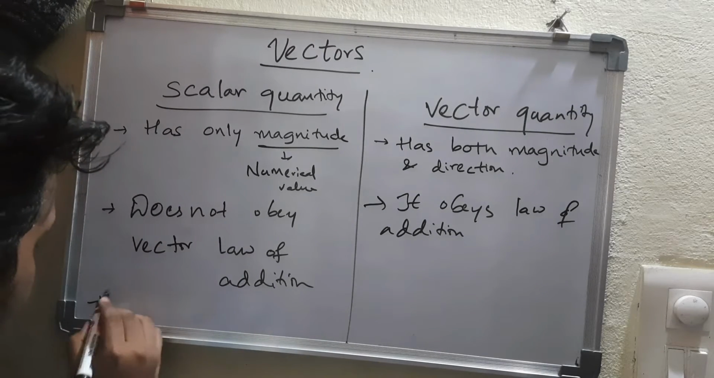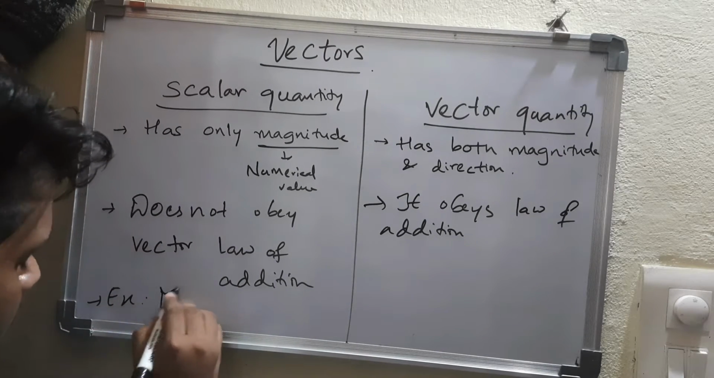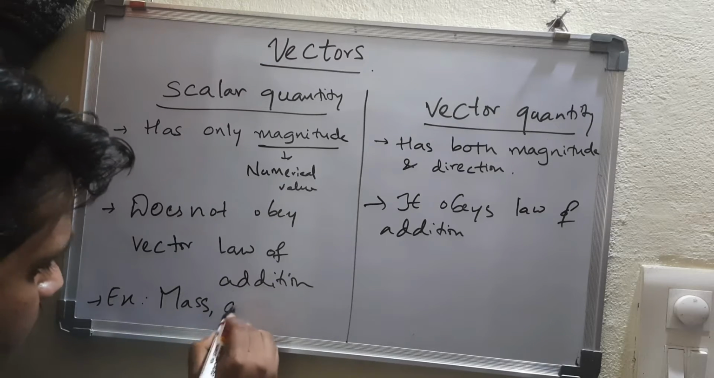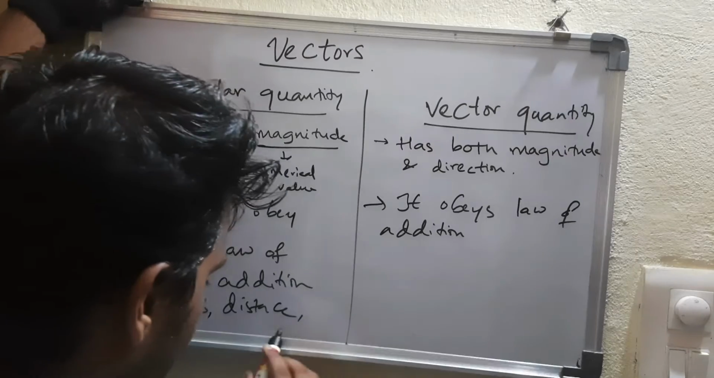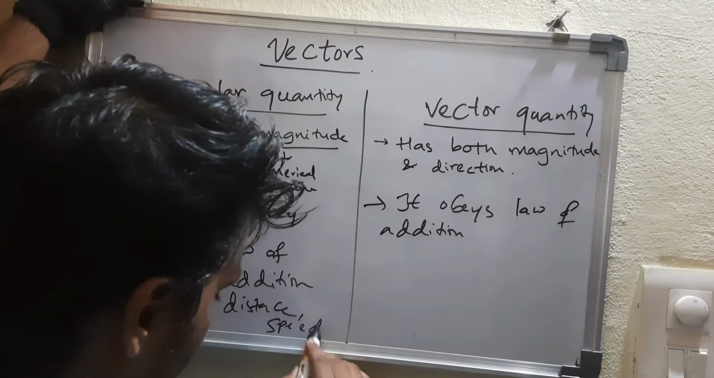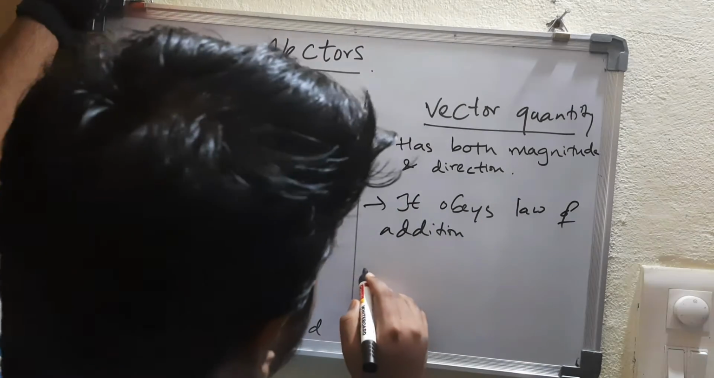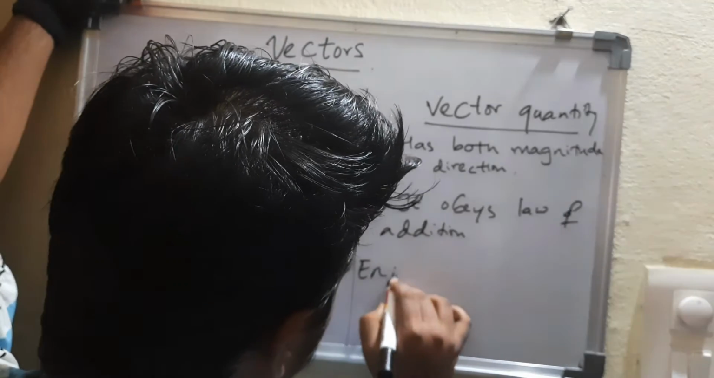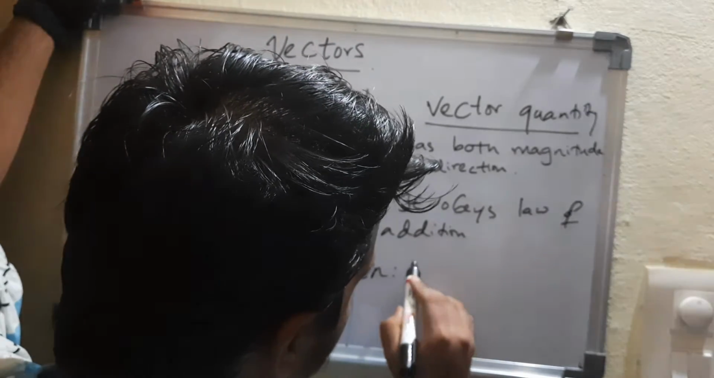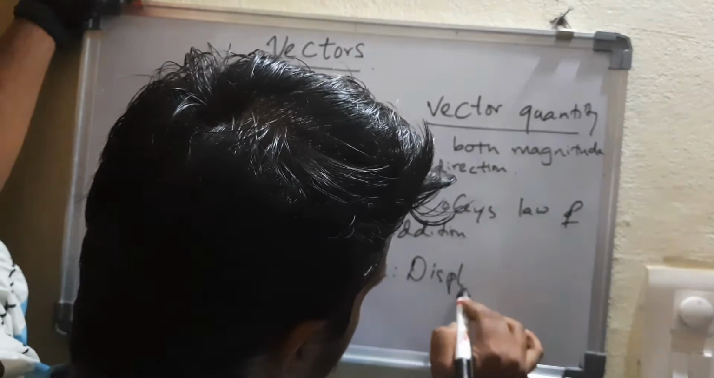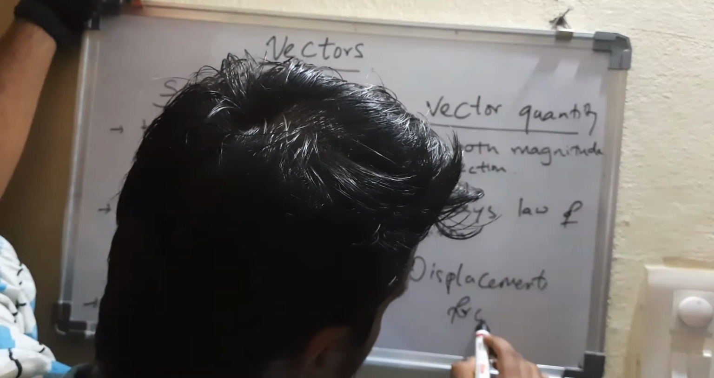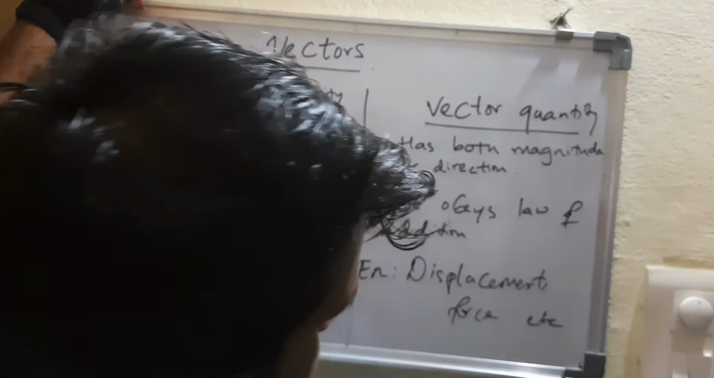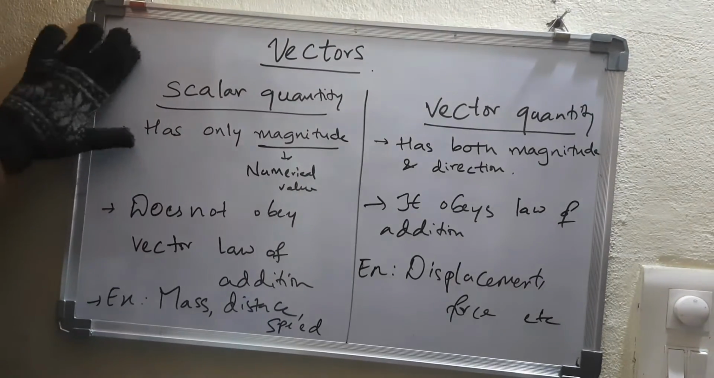And the examples of scalar quantity are mass, distance, speed. And examples for vector quantity are displacement, force, etc. Okay.